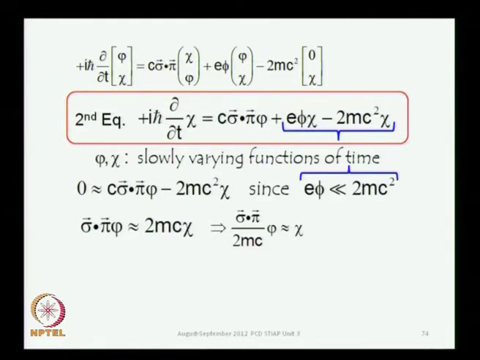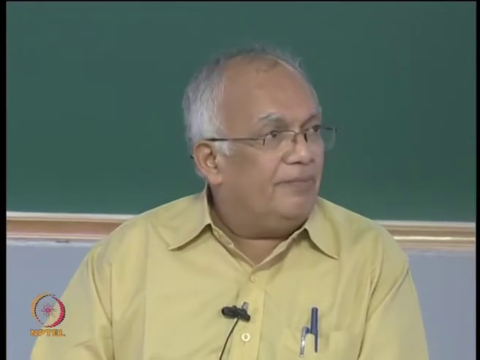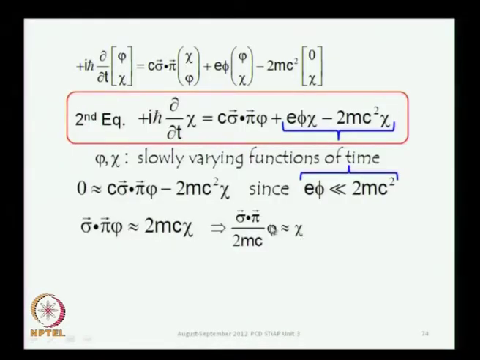M is huge, it is half a million electron volts. C is huge, it is the highest speed that you can think of. So, there are two large terms in the denominator, and that tells us that chi is much smaller than phi, which is why this chi is sometimes called the small component of the wave function, and this phi is called the large component. There is a good reason for it.